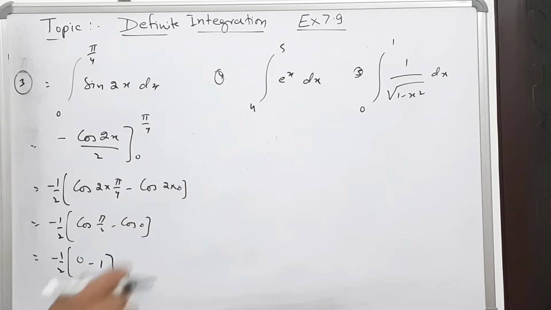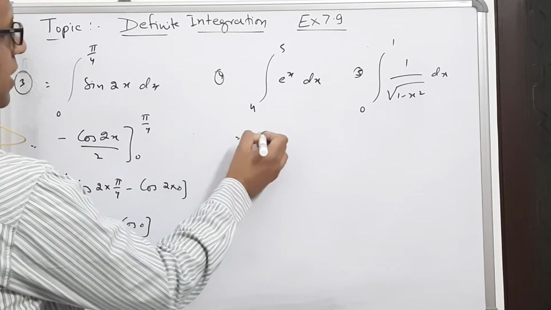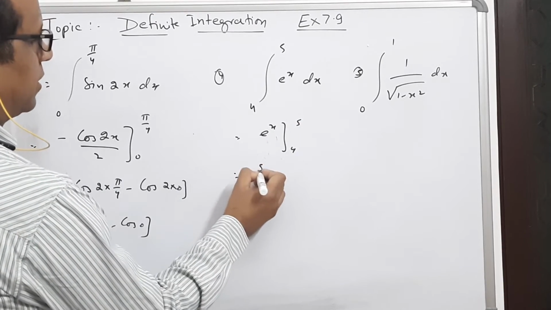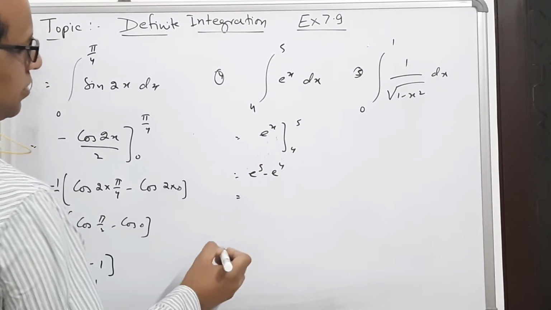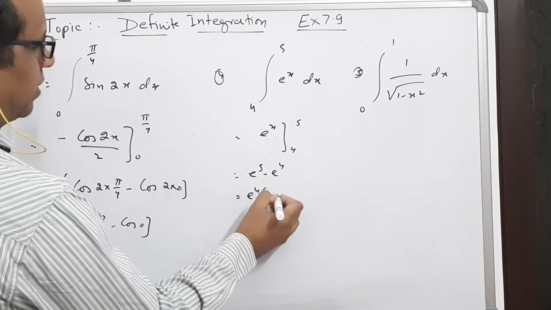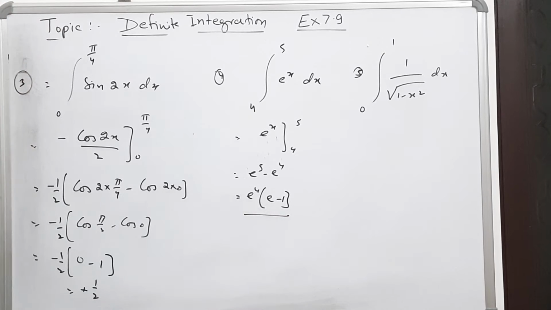You see this part, integration of e power x will be e power x and the limit is 4 to 5. So it is e power 5 minus e power 4. You can take e power 4 common. So e power 1 minus 1. That is the answer for this.